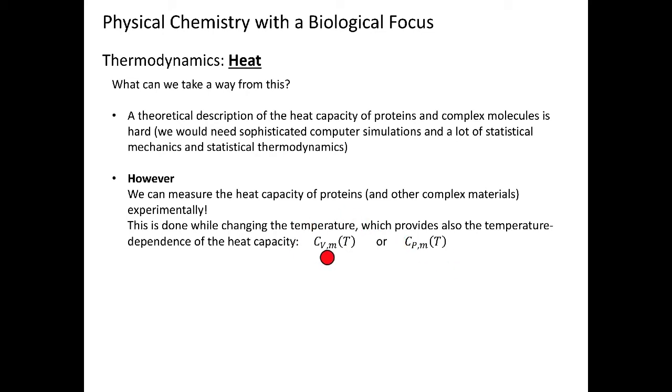We can do that, of course, at constant pressure and at constant volume. That depends on how we set up this experiment, if we keep the volume constant or if we allow the volume to change and instead keep the pressure constant while we are heating the system. Now, the experiment of choice for this, as I mentioned at the very beginning, is differential scanning calorimetry, which we abbreviate as DSC.